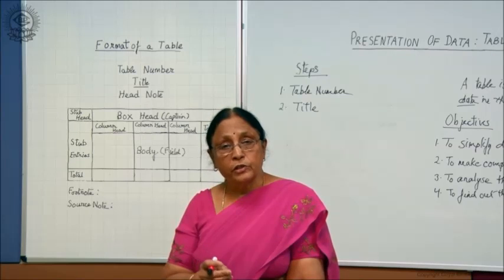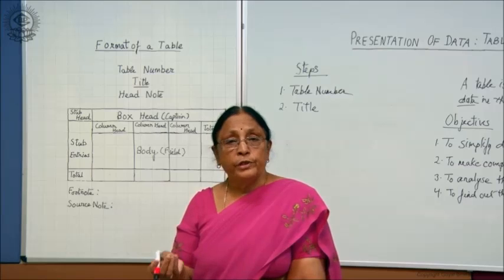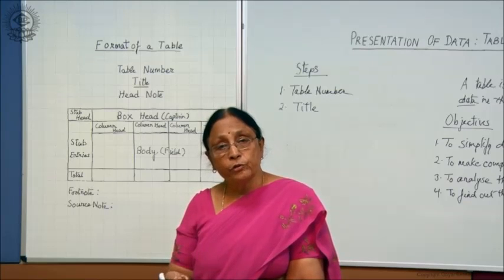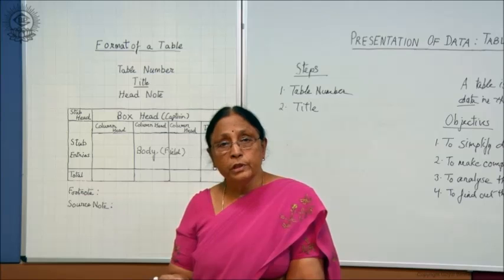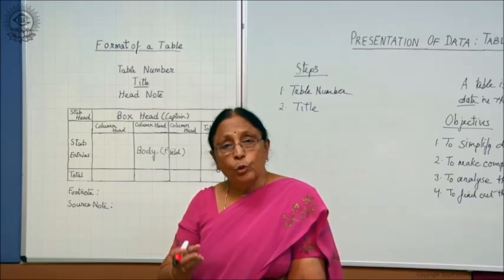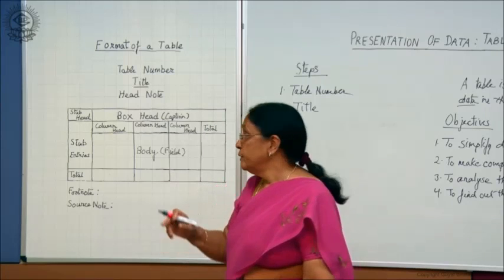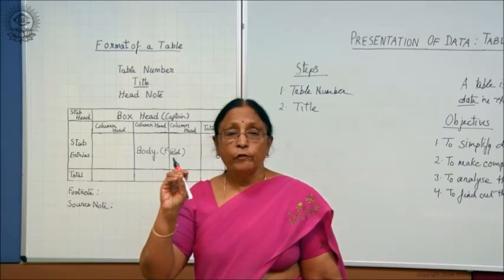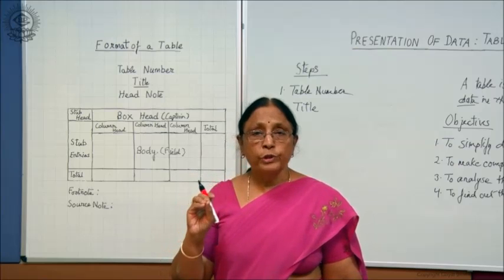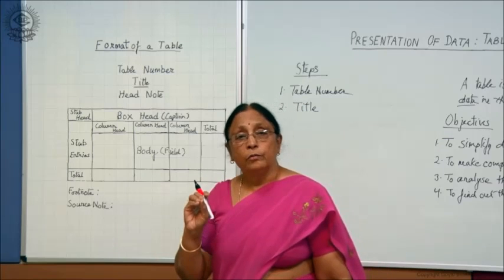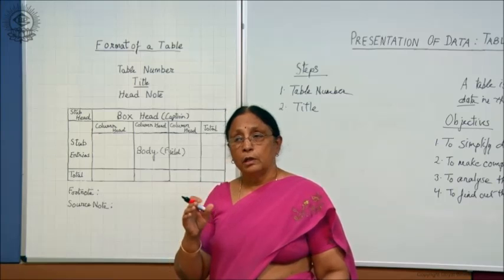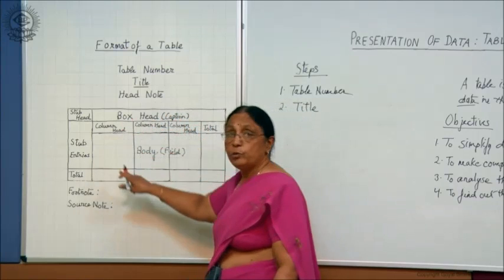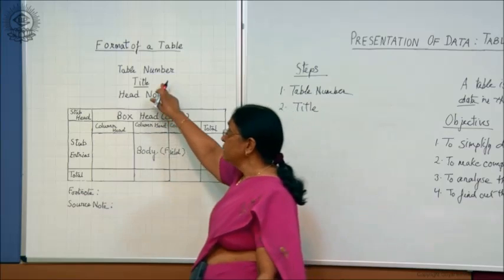Either it is related to agriculture production, or industrial production, or maybe exports or imports, or population, or a description about any particular school or education level. Whatever type of information you want to give, you have to specify it here in the title: what the title of the table is, what you are going to show in the table, or which category of data you are going to present in the table. So this is known as the title.